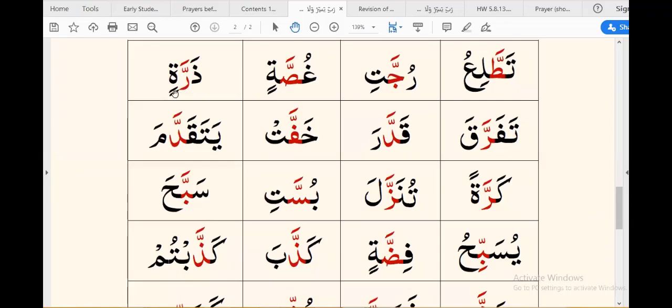Zaratin. Okay. Again, make sure that, can you tell me which is the mushaddad letter in this example? The mushaddad letter is the letter with the shadda on it. So can you tell me which is the mushaddad letter?